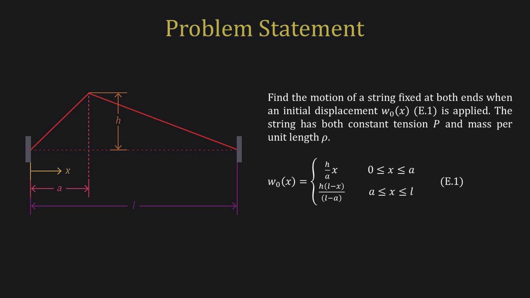The string has a length L, and w0 of x is an initial displacement composed of two equations, one for x between 0 and A, and one for x between A and L. Keep in mind that A must be between 0 and L. It can be 0 or L.